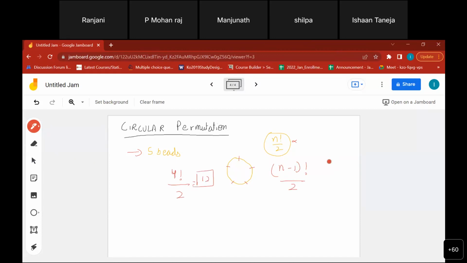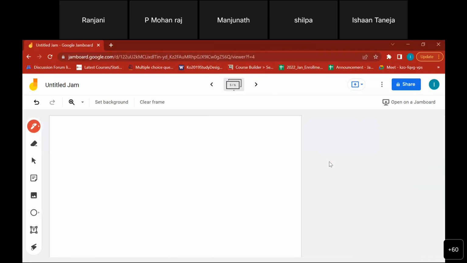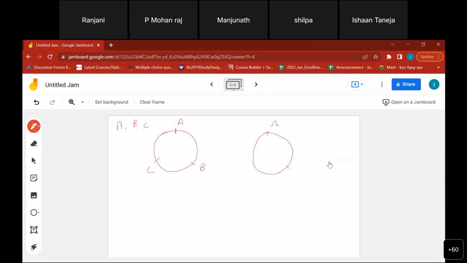So why is it n minus 1? Because in circular permutation, we don't have a starting point and ending point. Suppose I have 3, A, B, C. I need to arrange them in circular permutation. So I can place A here, B here, and C here. Or I can place A here, B here, and C here. Since in a circle we don't have any starting and ending point, right?